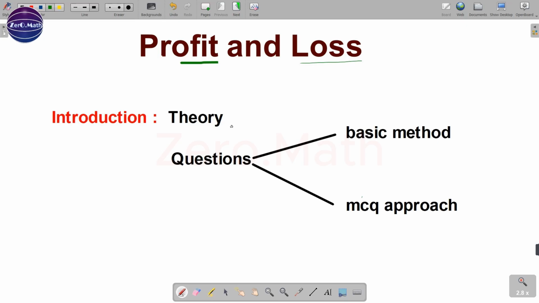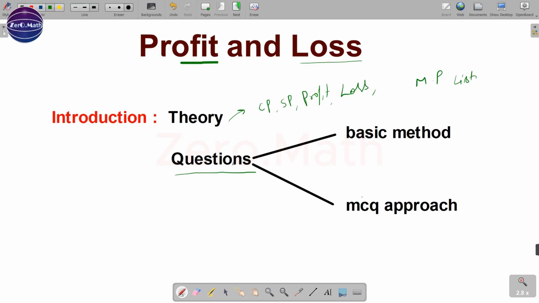First, we'll look at the theory part, like all the theoretical aspects of profit and loss, such as what CP is, what SP is, and what profit is. After that, we'll understand profit, loss, and everything else, like market price, list price, and so on. First, we'll understand what all these things are, okay? After that, we'll look at questions related to these topics.